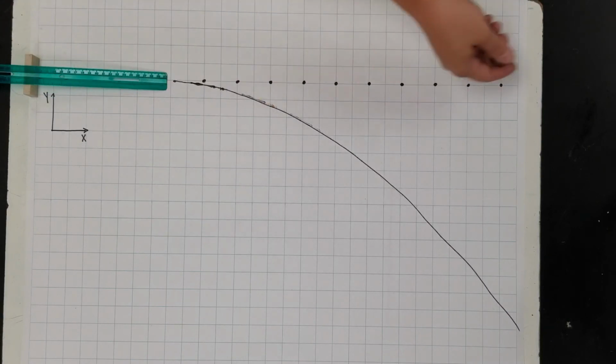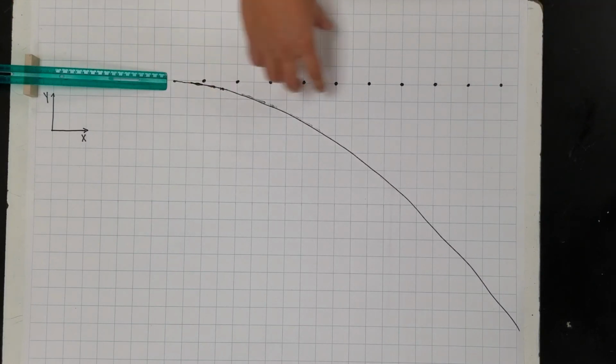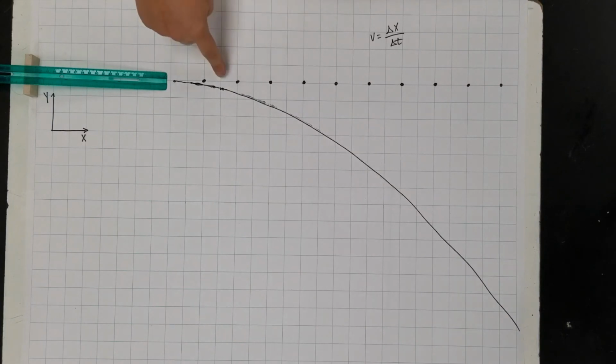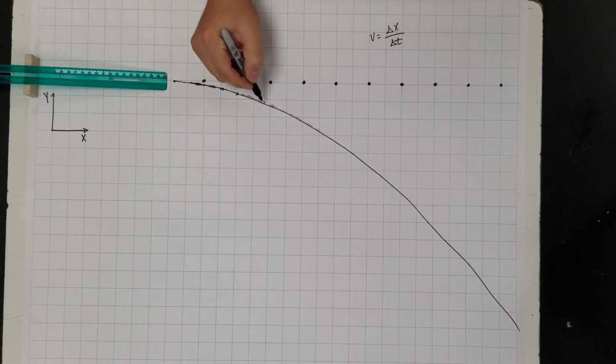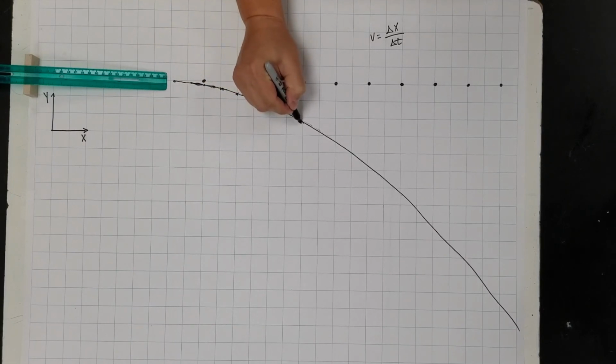What I've done here is drawn how far the ball goes in equal time intervals. In the x direction, there's no acceleration, so this ball is traveling at a constant speed. So in the x direction, velocity is just distance over time. But if you look at where the ball is in the y direction at each of these points, you get different values. Here, the ball's right there, and then right here, and then there.